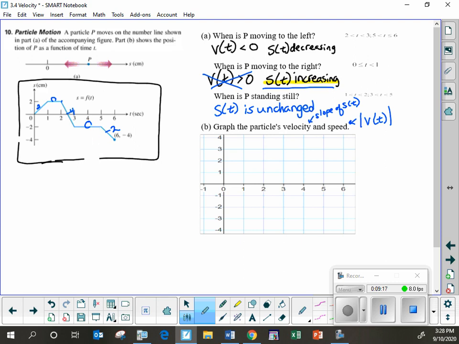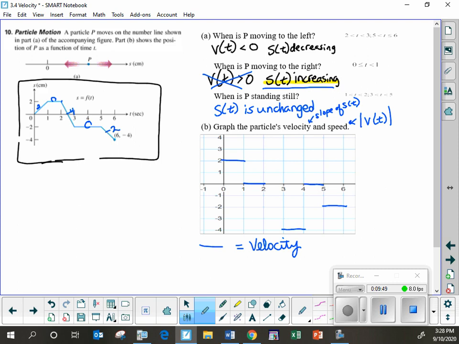So from time frame 0 to 1, our velocity is 2. From 1 to 2, velocity is 0. From 2 to 3, velocity is negative 4. From 4 to 5, velocity is back to 0. And 5 to 6, velocity is negative 2. So my blue represents the velocity at the particular time.